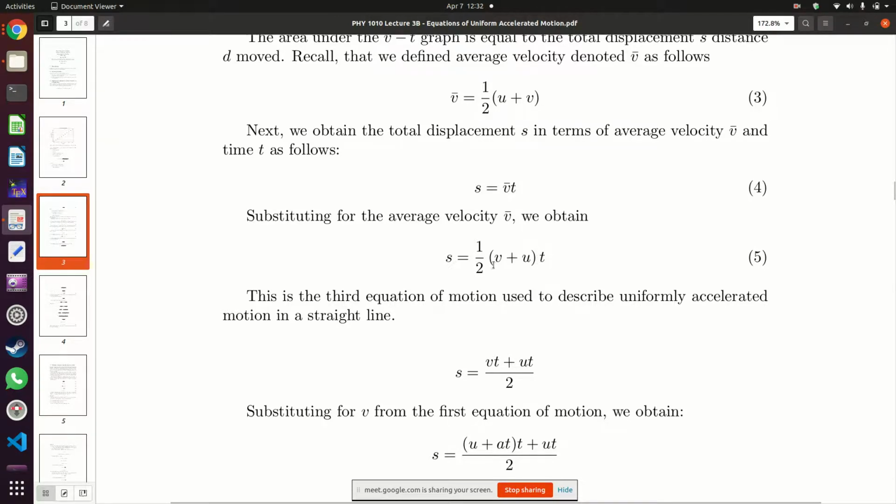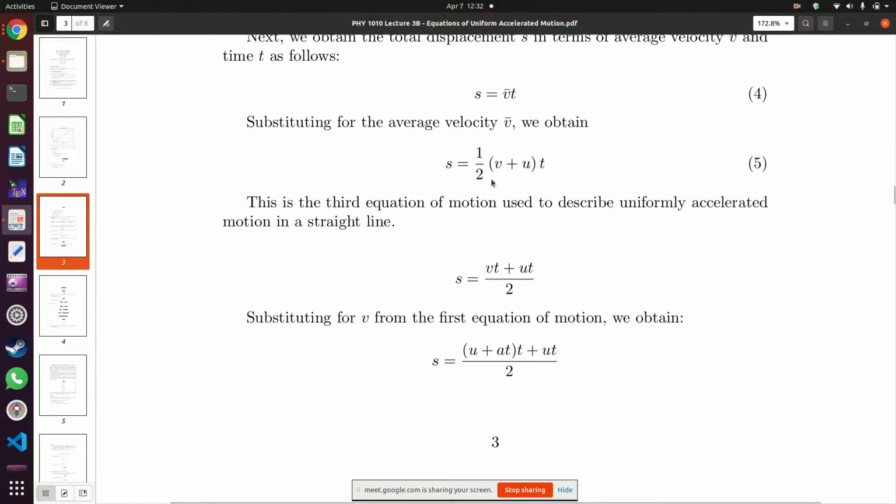Then we multiply and divide. So we multiply by t throughout, and when you multiply by half, we end up with s equal to vt. So if you multiply this times this, that's going to be vt.